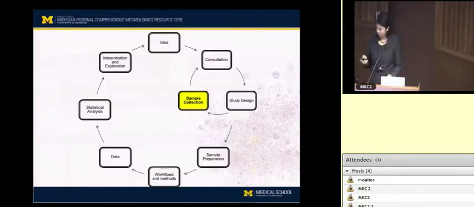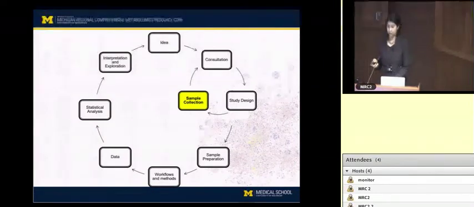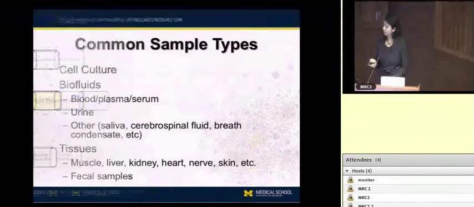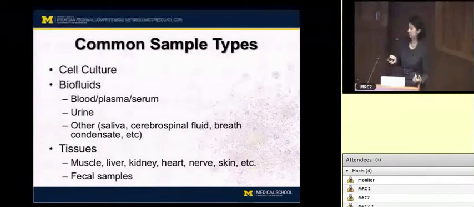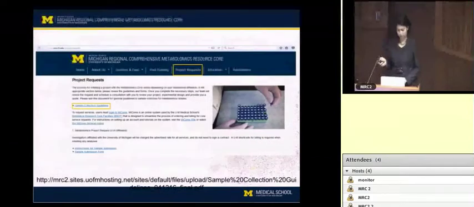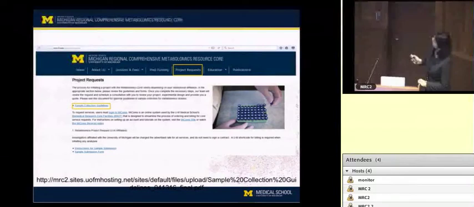Now we can move on to talk about specific sample collection strategies, because I showed you examples of variability, and how to prevent them specific to the biological material you're trying to obtain. So as we spoke earlier, we have different biofluids and cell culture and tissues that we can obtain. If you go to our MRC Square website, under project requests, you can see this web page come up, and there is a link to the PDF.